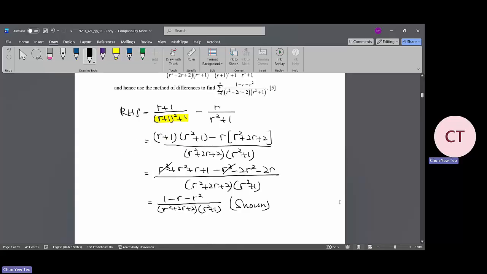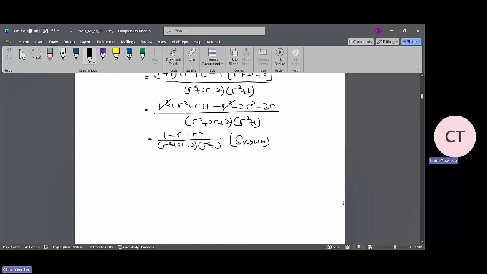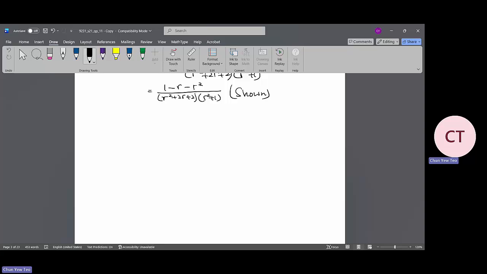Then after that, we want to use the method of differences to find the sum. So we just take these expressions, change it to the left-hand side form, then you will get this: r plus 1 over r plus 1 squared plus 1 minus r over r squared plus 1.